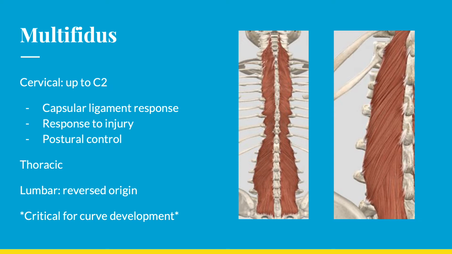And they're critical for development of the curve, both in the cervicals and the lumbars, because remember we talked about primary versus secondary curve. So the thoracic curve is a primary curve. You're born with it. You are a little C-shaped individual when you're born, and then as your muscles strengthen and develop, you form those secondary curves. So the cervical and the lumbar curves are going to be helped out by that multifidus muscle.